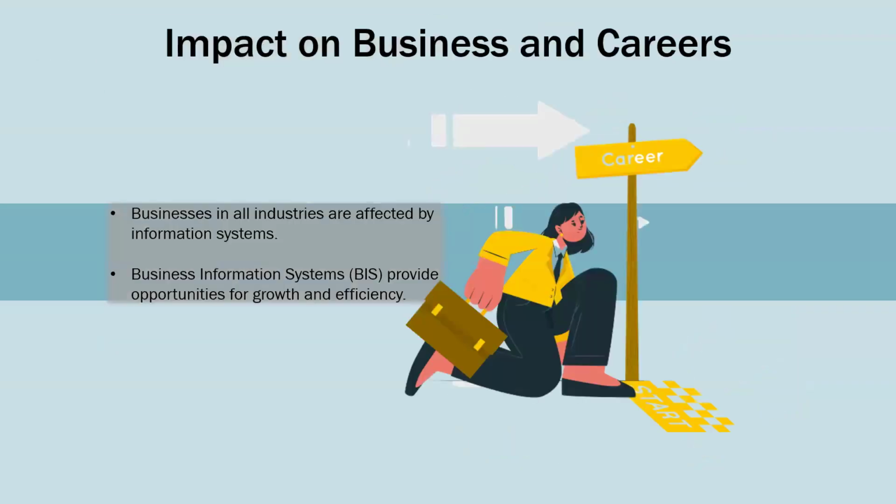So let's look at the impact of information systems on business and careers, right? Businesses in all industries are affected by information systems. There is no business that does not need software. Whether you are using an Excel sheet, that is software, right? So nowadays, if you are to work properly in a business, you need an information system. These information systems differ depending on what they were designed to do. Business information systems, BIS, provide opportunities for growth and for efficiency.